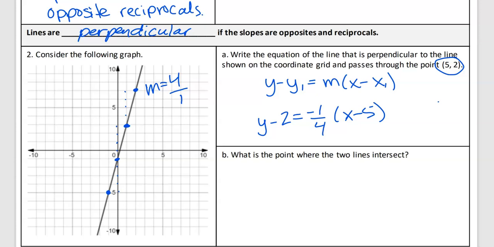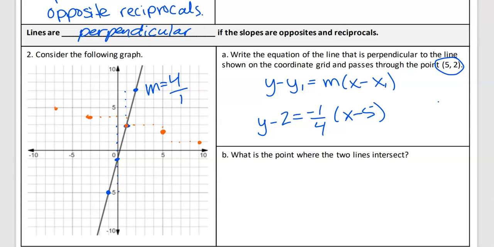Okay. What is the point where the two lines intersect? Interesting. I am going to graph this. Let's see here. 5, 2. Here it is. Let's see if it crosses. Down 1 over 4, so I can go up and backwards, right? Up 1, 1, 2, 3. Oh, look at that. See how I was able to graph it?